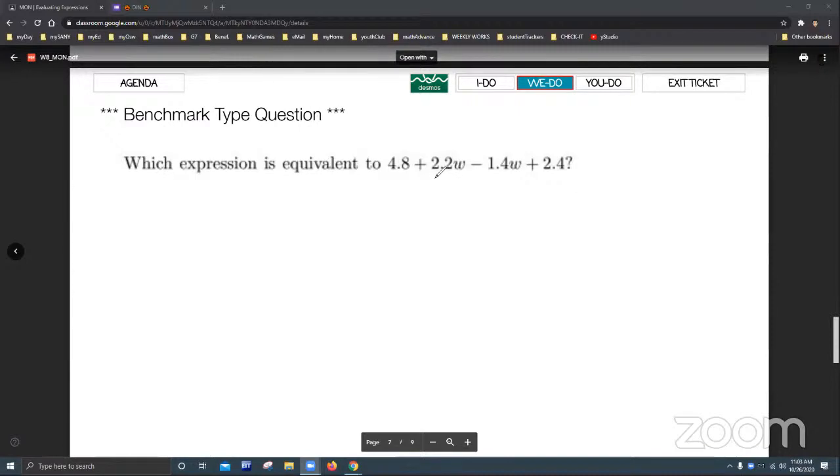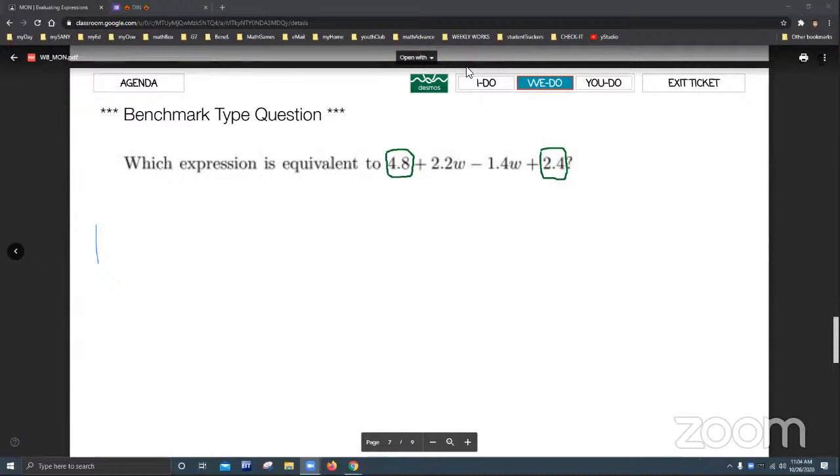All you need to do is find the like terms. For example, the first one is a number, right? It's 4.8. I'm going to put it inside a circle. And is there any other number by itself? There is a 2.4, a number that doesn't have a variable. We call this a constant, okay? And hold on.